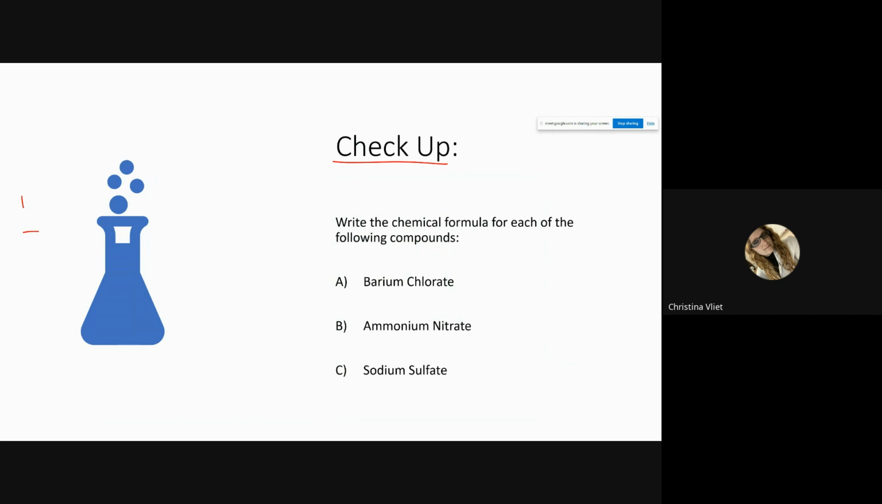I'm going to make a point here of something that I just want you to know. Polyatomic ions would always be part of what type of compound? Polyatomic ions are part of ionic compounds. Always.